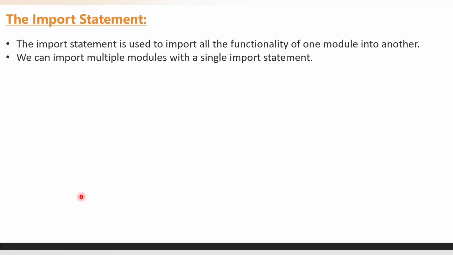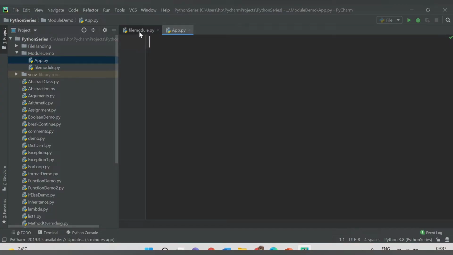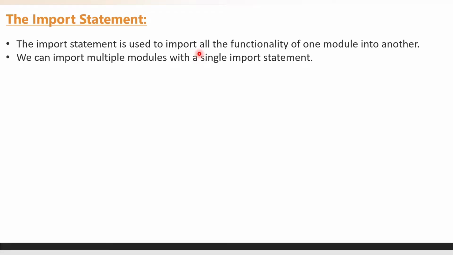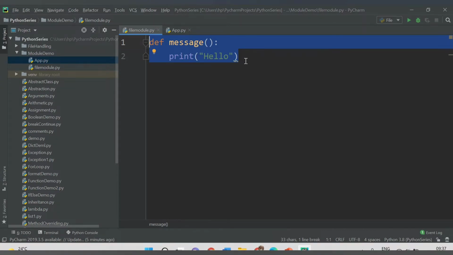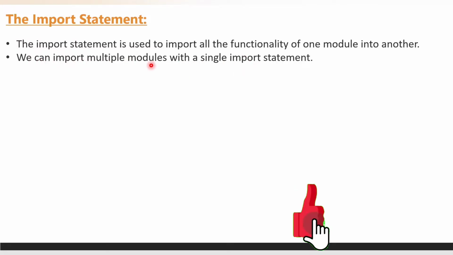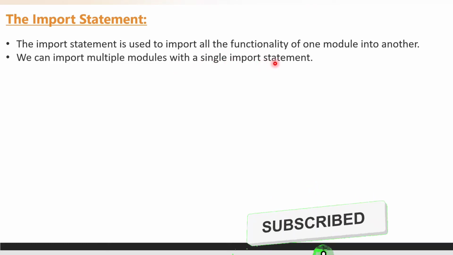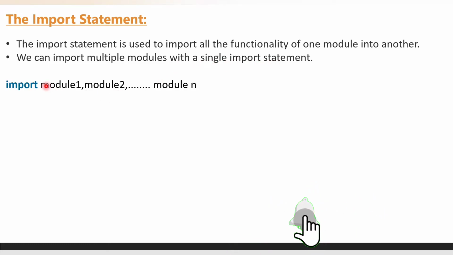The import statement is used to import all the functionality of one module into another. So what will this import statement do? Whatever is written inside your module, it will use all the functionality of that particular module. Currently we have only one function, so it will use that one function. We can import multiple modules with a single import statement. So this is the syntax for importing a module. import is the keyword, and after that you need to provide the name of the module. We can include multiple modules also, like here you can see module 1, module 2 till module n.